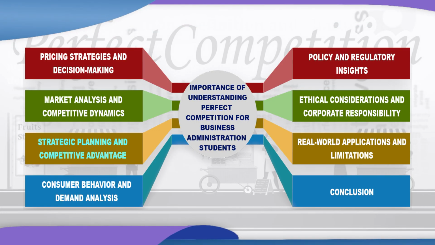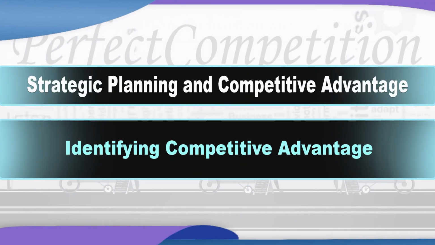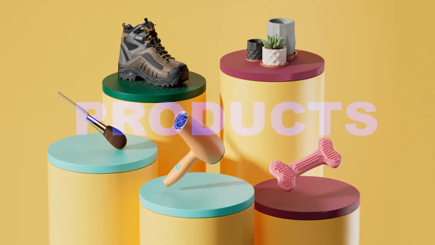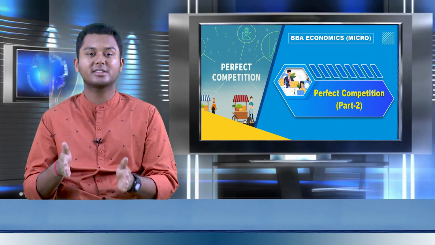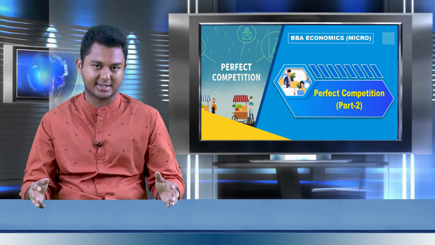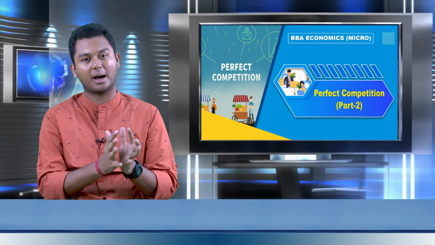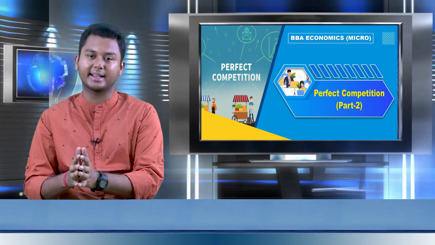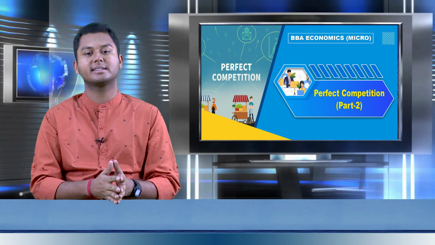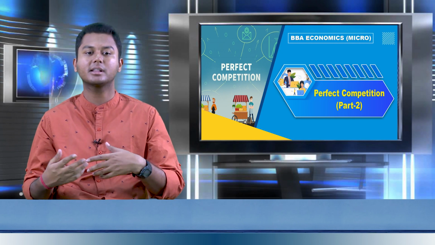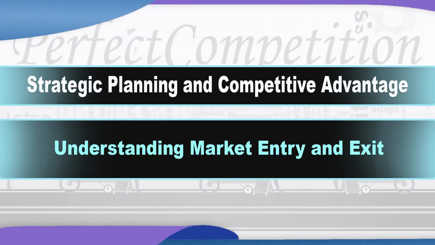Next is strategic planning and competitive advantage. So, first is identifying the competitive advantage. In a perfectly competitive market, all firms produce an identical product. To survive, firms must find ways to differentiate themselves or achieve greater efficiency. Business students can apply this concept in real markets by identifying and developing competitive advantages such as branding, innovation or superior customer service.